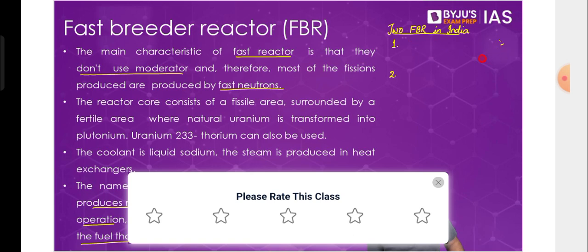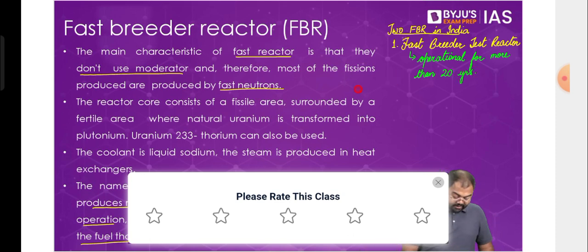The first one, which has been operational for more than 20 years, is called fast breeder test reactor. The second one, which is under construction right now, I'll just write it here. This is operational for more than 20 years, and then the second reactor that we are working upon is the prototype fast breeder reactor.